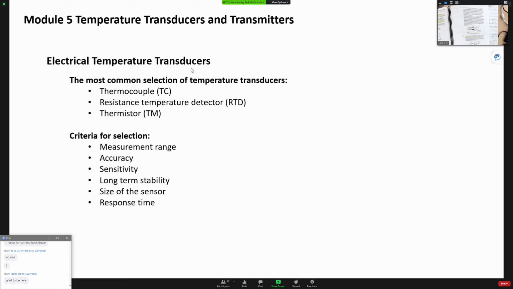Electrical temperature transducer, the most common selection of temperature transducers. We're talking about thermocouple, we have a resistance temperature detector, and we have a thermistor. All those three are very common, and another one is called the IC temperature transducer. I don't know why it's not here. They have a wide measurement range, and the accuracy depends on which one you're using. Some are more accurate, some are more sensitive. Some can have long-term stability.